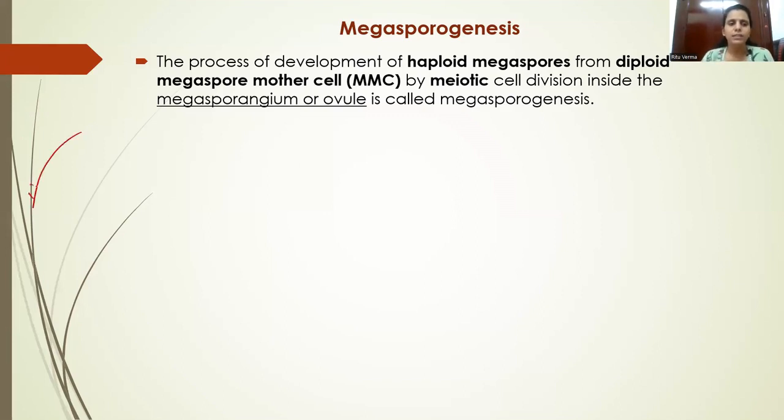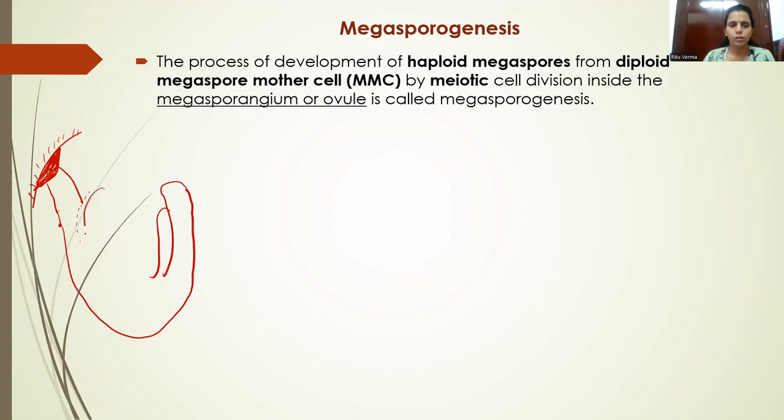For example, this is an ovary wall, and we know there is a placenta tissue. With the help of this placenta tissue, the ovules are attached to the walls of the ovary. Now this ovule has a stalk part. This stalk part is also known as the funicle. After the funicle arises the body of the ovule.